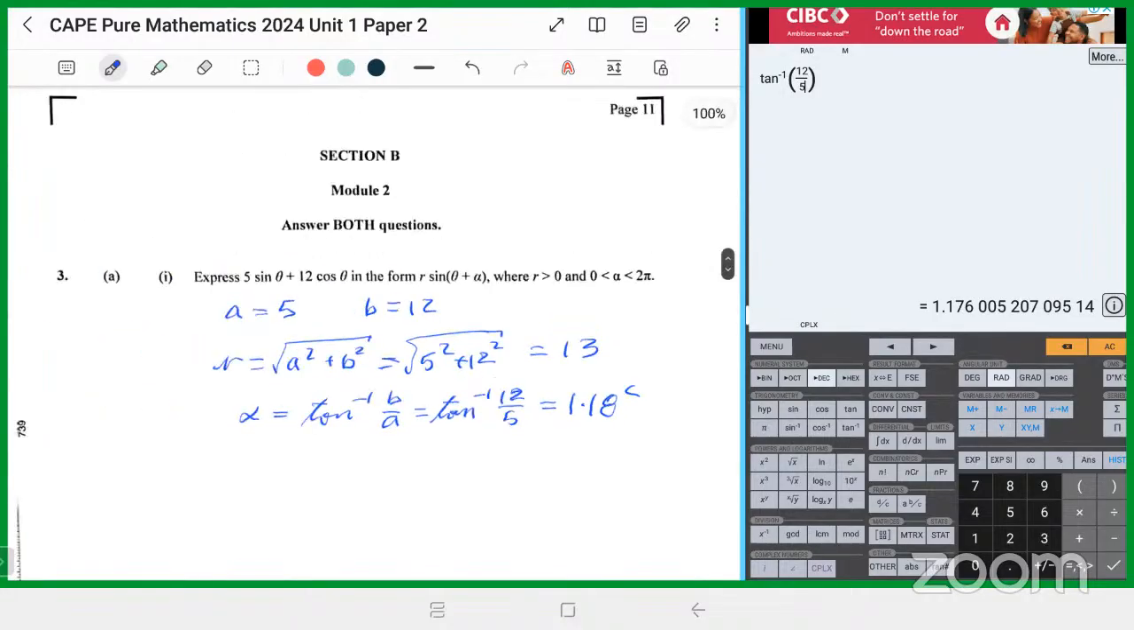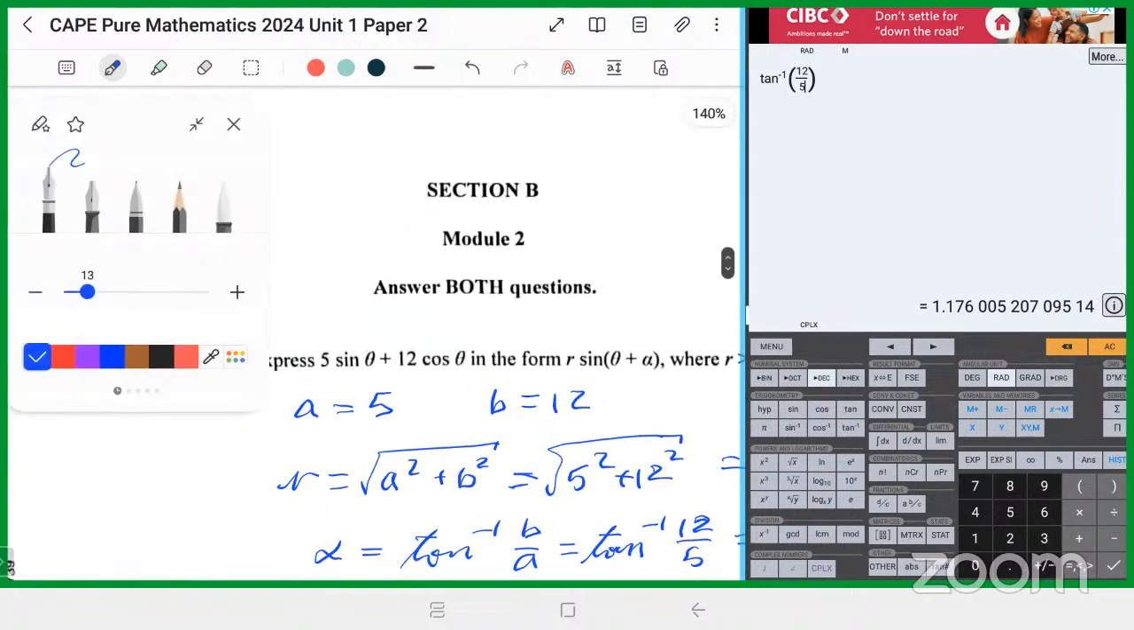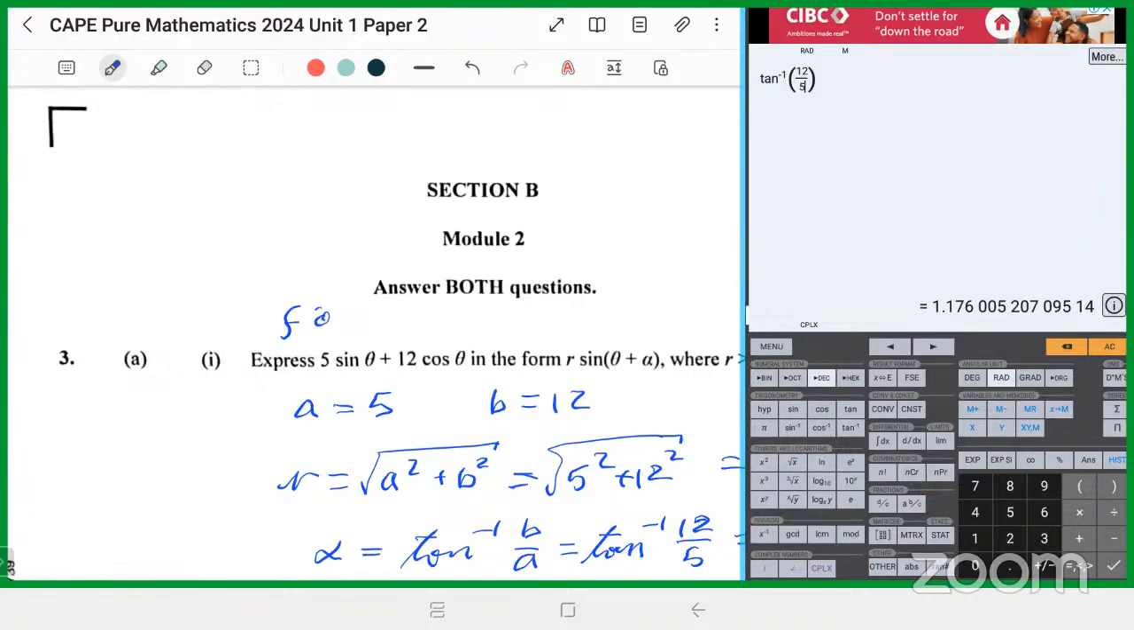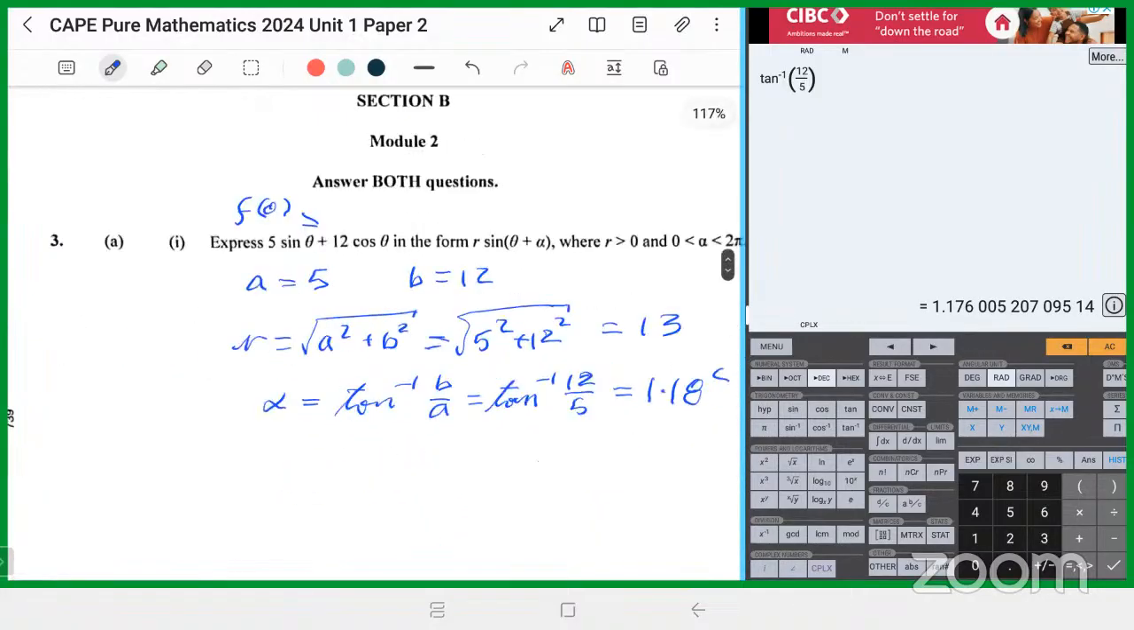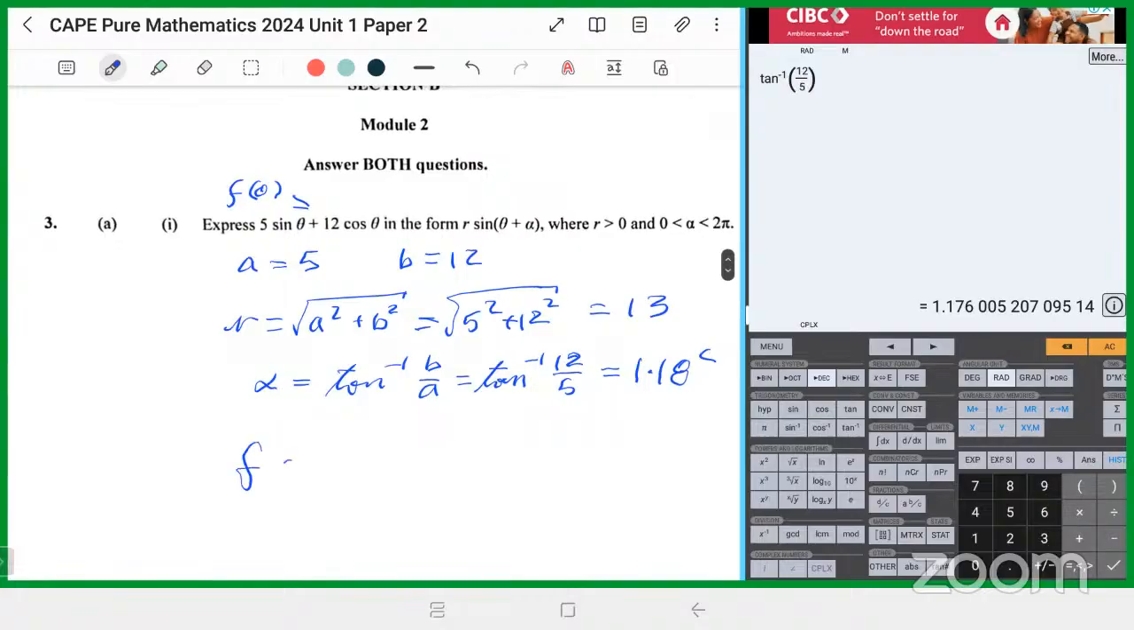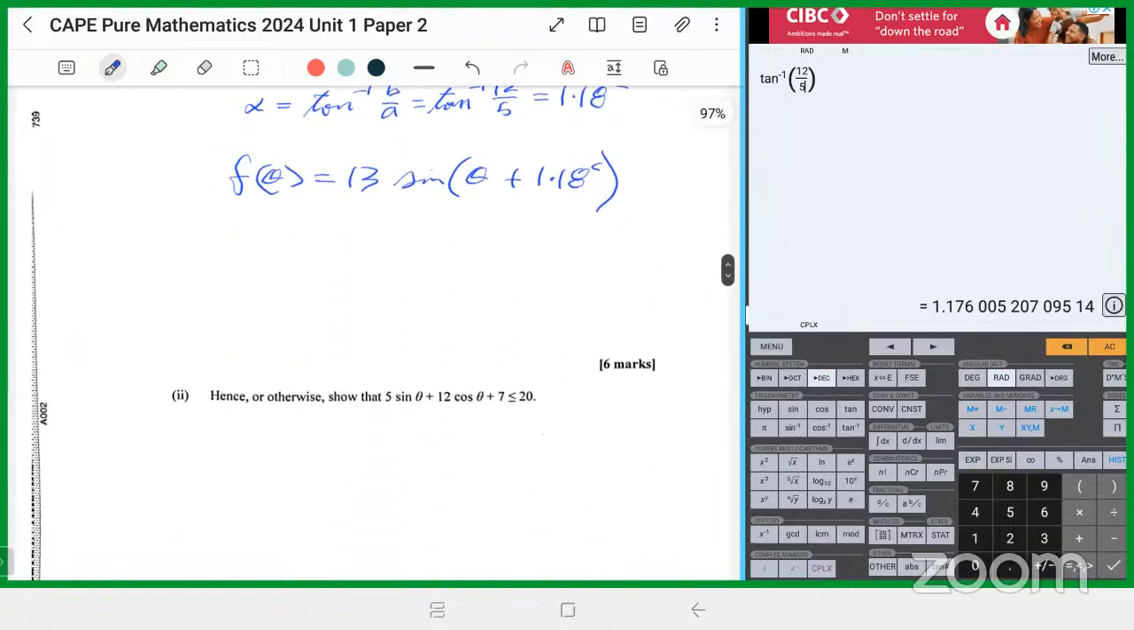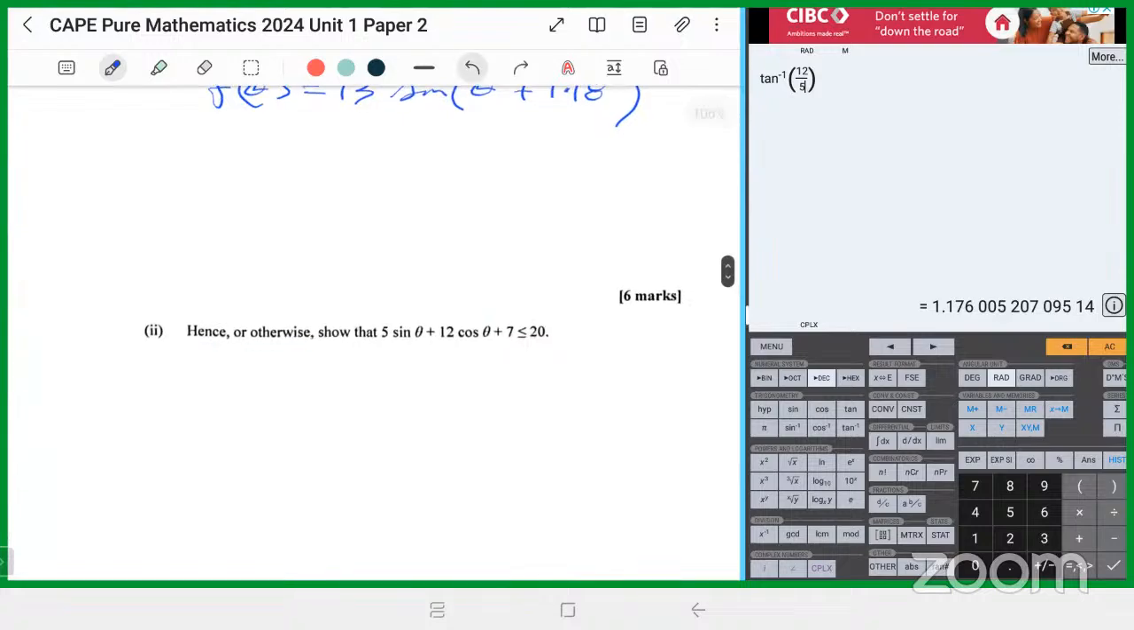Now that we have those values, let's just call this f of theta. So f of theta is equal to that. Therefore, f of theta is R, which is 13, times sine of theta plus my alpha, 1.18 radians. That is it.